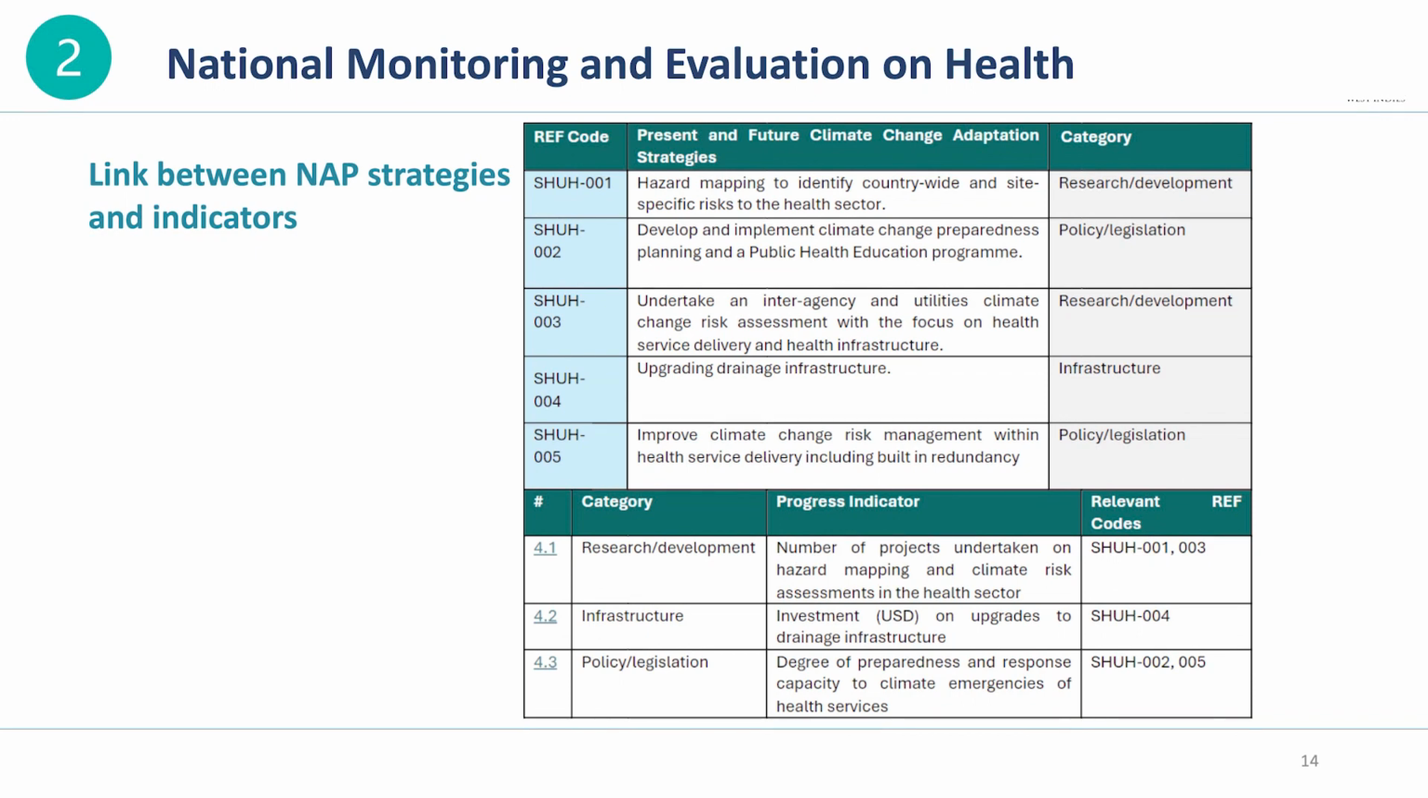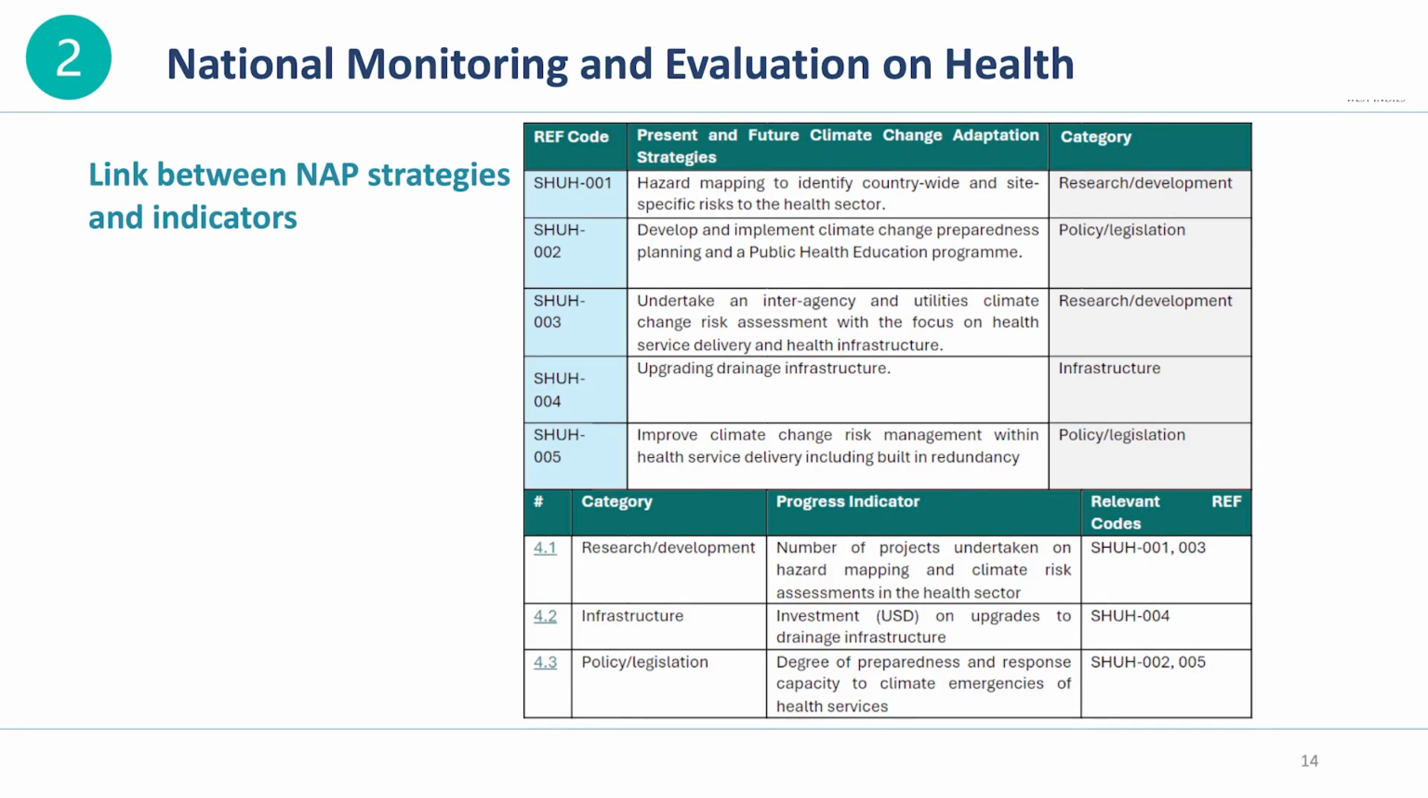And they have been subsumed in these 3 indicators. So these 5 actions are tracked by these 3 indicators. And we see that some of them have been grouped together, right? So the drainage infrastructure stays on its own. It's a very specific project. But we have others. So preparedness and response capacity to climate emergencies combines 5 and 2, climate change preparedness and risk management. And they have a common indicator, which is the degree, that's qualitative, of how prepared basically the climate and emergency health services are.